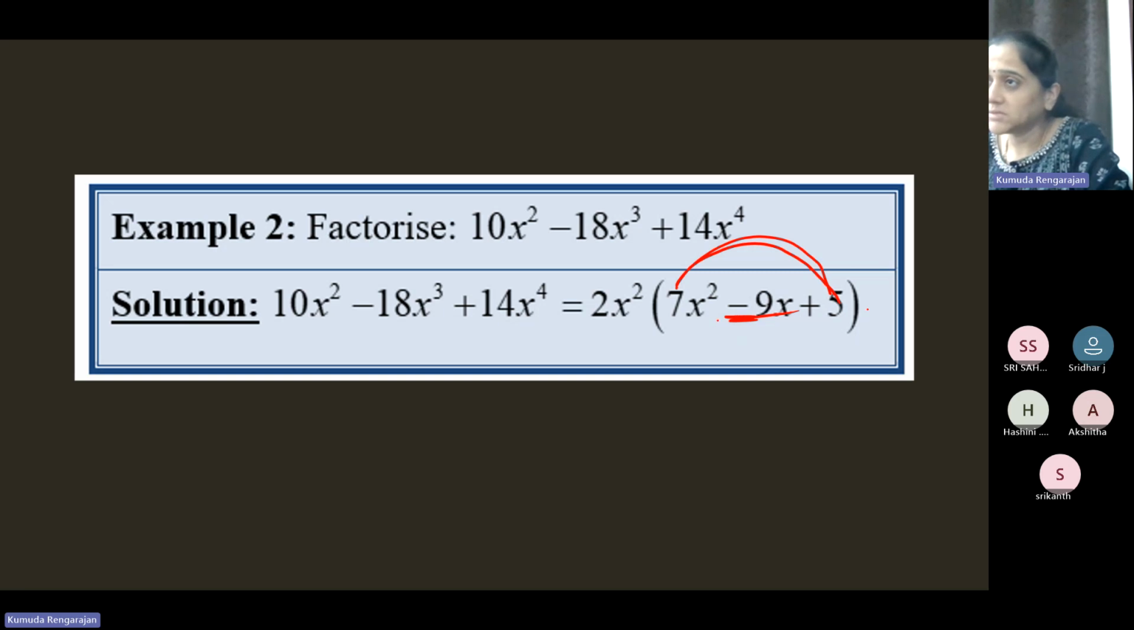Minus 35? No, because for 35, the factors are only 7 and 5. Using 7 and 5, you can get 12 as a sum or 2 as a difference. You cannot get 9.